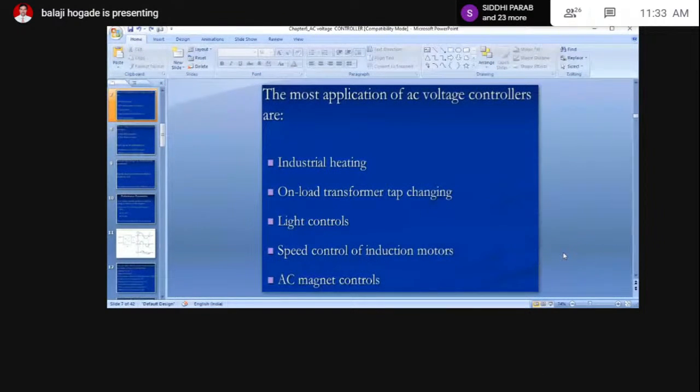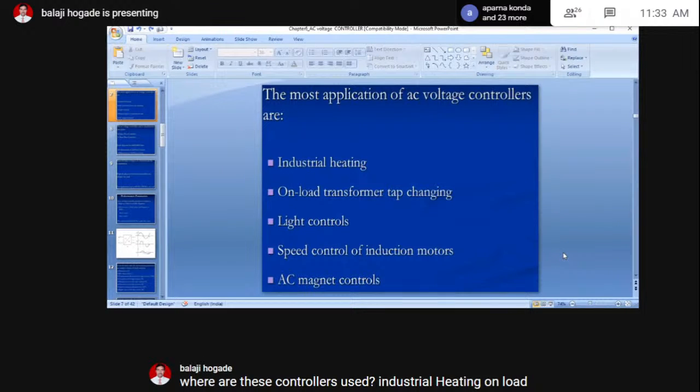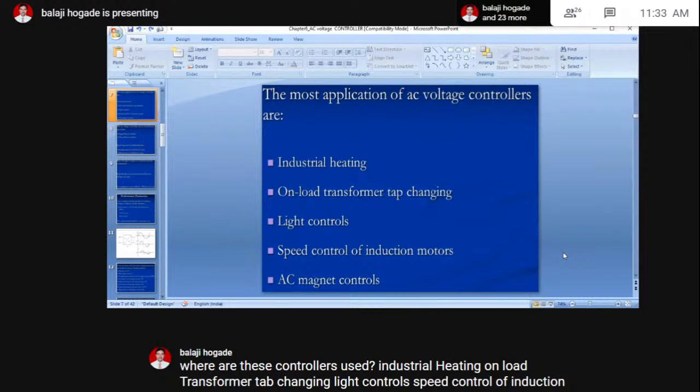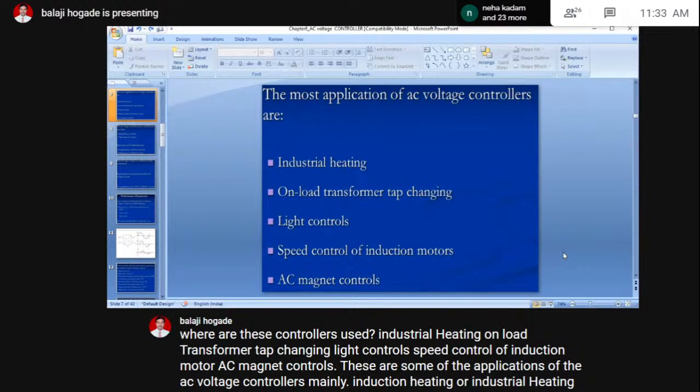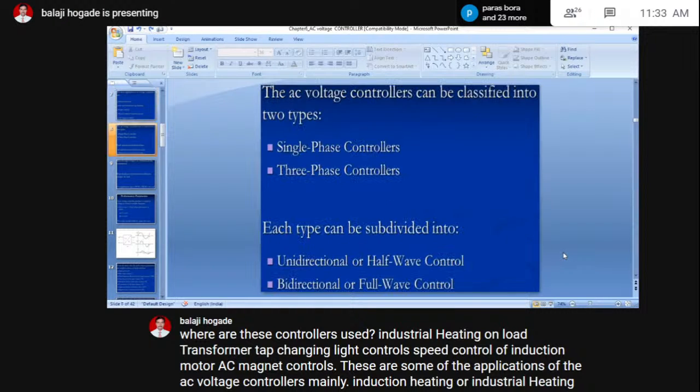Where are these controllers used? Industrial heating, on-load transformer tap changing, light controls, speed control of induction motor, AC magnet controls. These are some of the applications of the AC voltage controllers, mainly induction heating or industrial heating, then light control, speed control of induction motors, and so on.